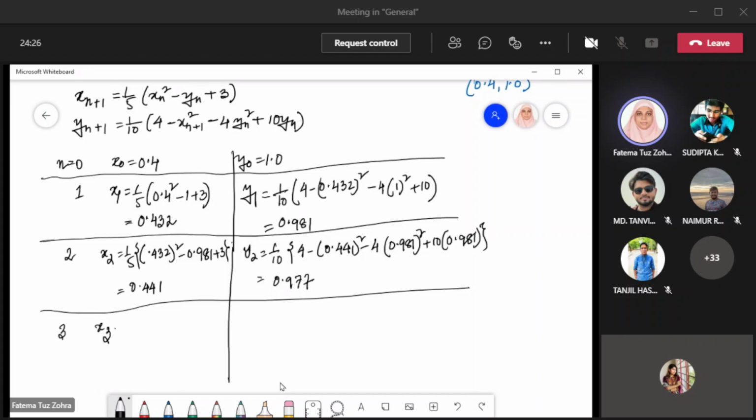So x3 is equal to 1 by 5, 0.441 whole square minus 0.977 plus 3. The value is 0.443. Yes, ma'am. 0.443.